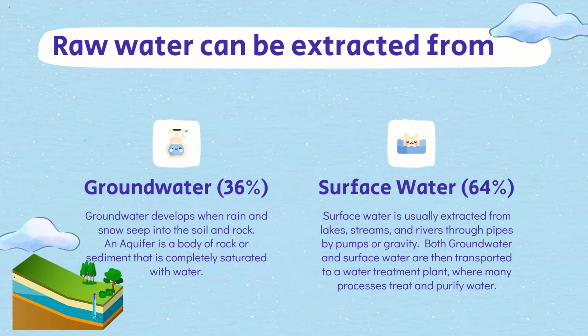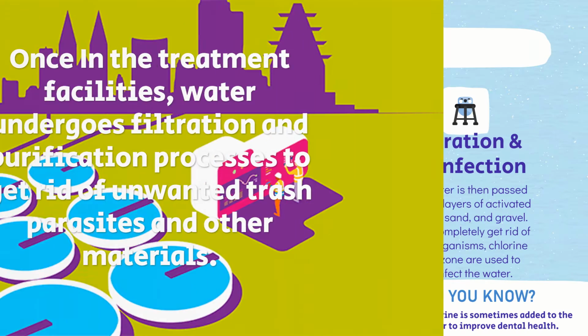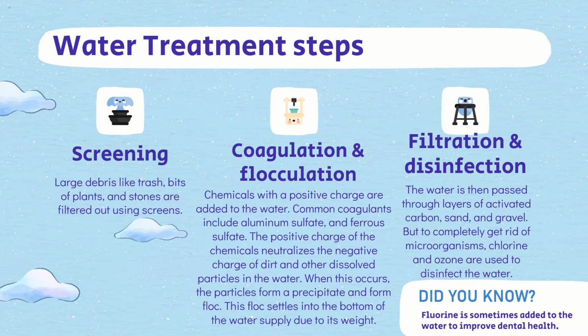Both groundwater and surface water are then transported to a water treatment plant where many processes treat and purify water. Once in the facility, water undergoes filtration and purification processes to get rid of unwanted trash, parasites, and other materials. First of all, there is screening, which is when the water first enters the plant. Large debris like trash, bits of plants, and stones are filtered out using screens.